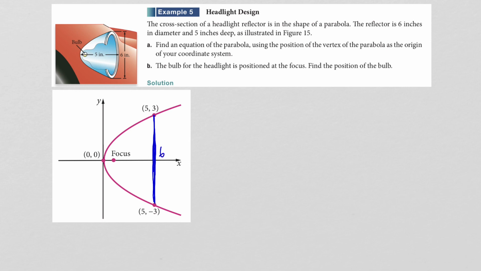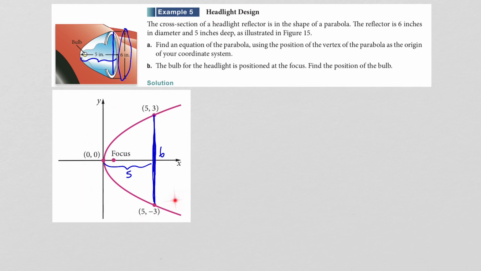is 6 units, right? Because they told us that. This distance here is 6 units. And the distance from here to here is 5 units. Okay, so that's this distance here. So that means that this point has an x-coordinate of 5 and a y-coordinate which is half of 6. That would be 3. And this point has an x-coordinate of 5 and a y-coordinate of -3, right? That gives us the distance 6 here and the distance 5 here.